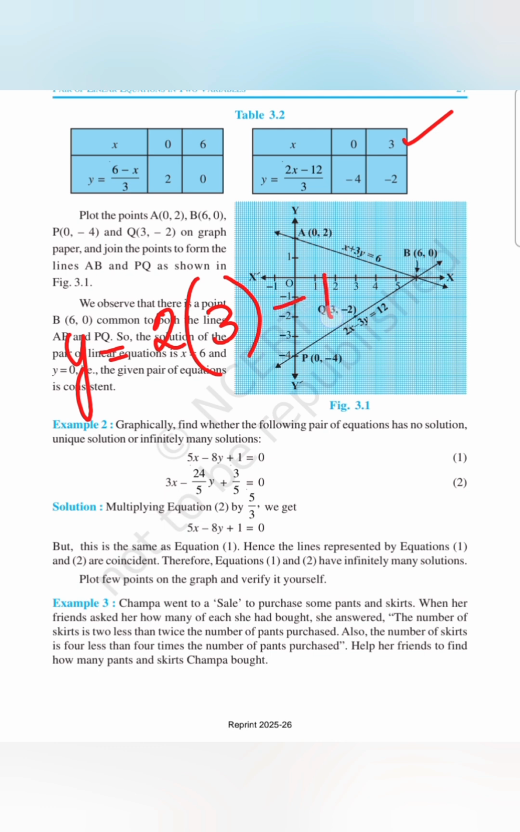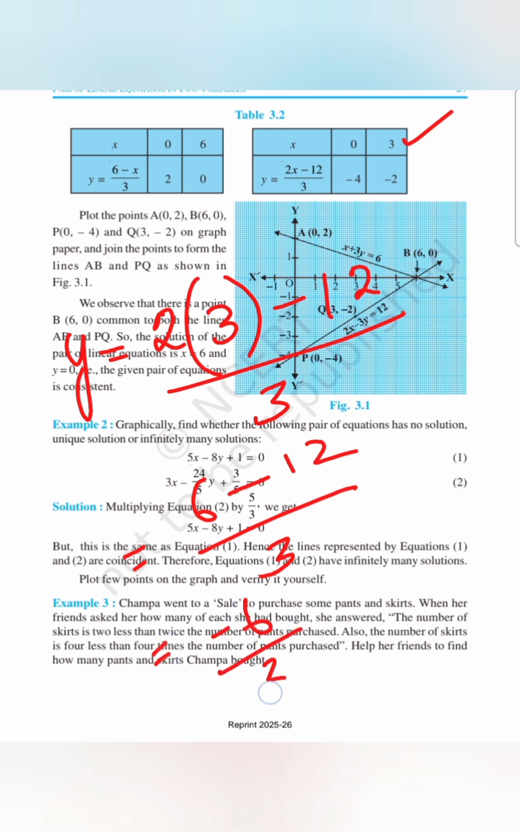So 2 into 3 minus 12, the whole divided by 3, which becomes 6 minus 12, the whole divided by 3, which becomes minus 6 divided by 3, which is equal to minus 2. So that's how you find the value of y. That's how you got this minus 2 here. So likewise, you can take any value for x and find the value of y.